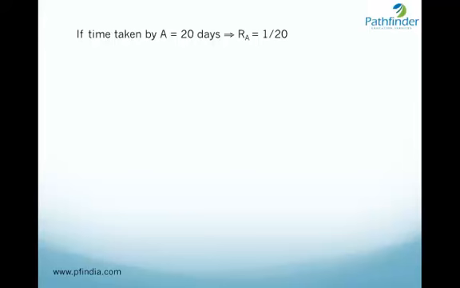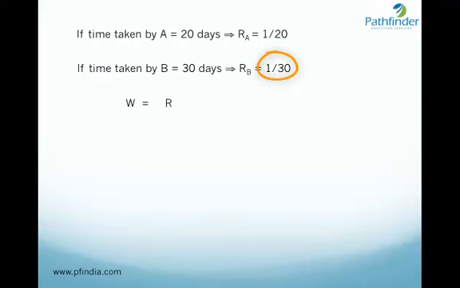Similarly, if time taken by A for doing something is 20 days, then rate of A can be read as 1 upon 20. And if time taken by B is equal to 30 days, then rate of B can be written as 1 by 30. Now we have work is equal to rate into time. Whenever the work done is not known, we assume that work done is equal to 1. This is an assumption, we could assume any value. But for simplicity's sake, we assume the work done to be one. Work is equal to rate multiplied by the time required to complete that work.